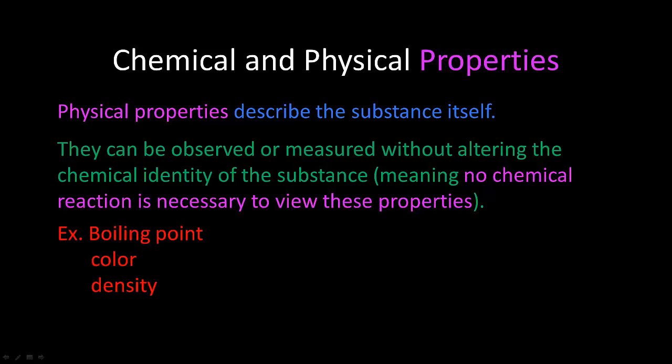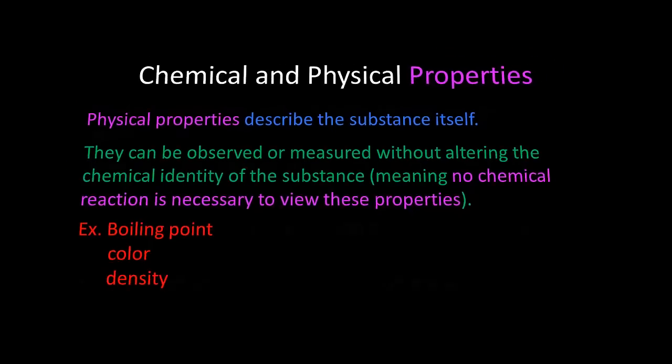The color, if you want to see what the color of gold is, you can look at it, and after you've determined that it is the color gold, or a yellowy substance, it's still gold. It hasn't changed into something new. And density, the same thing. The density of water we all know is 1.0. Once you measure that water and take the mass and the volume and take the mass divided by volume, you guys know the water is still water after you do that. So that is a physical property.